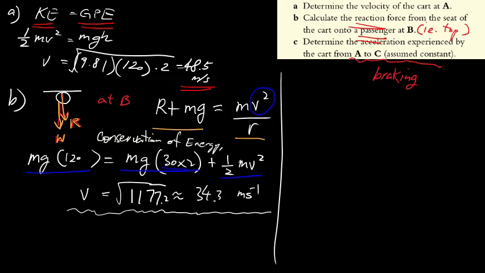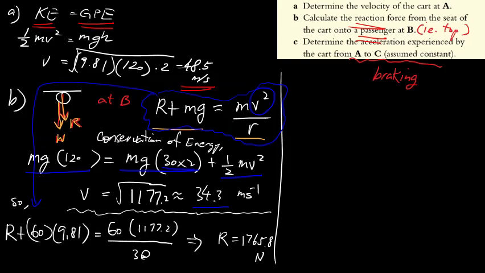Since the radius is 30, so 30 times 2, and KE is the one related to the velocity, which at last you find is 34.3. And finally, you can use the equation R plus mg with the circular motion and substitute in the equation with the V. So this is V squared. And after that, you will find the normal reaction to be 1,700 something.